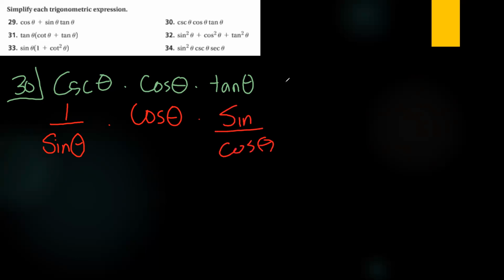Now here, they are multiplied. Since they are multiplied, no need to make them have the same denominator. Multiply, that means we can simplify. But if they are added or subtracted, you need to make them have the same denominator. Then we can simplify them. Cosine cancels cosine, and sine cancels sine. So we have them as one.